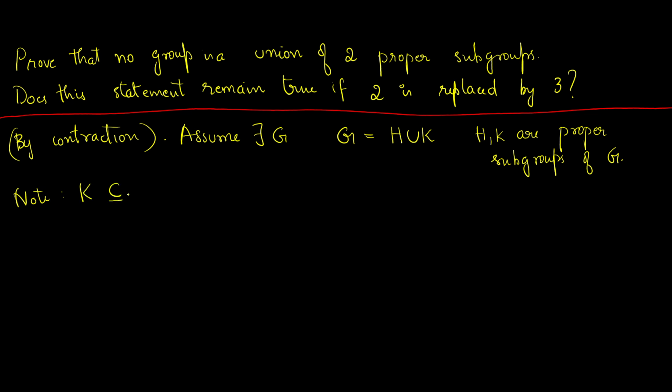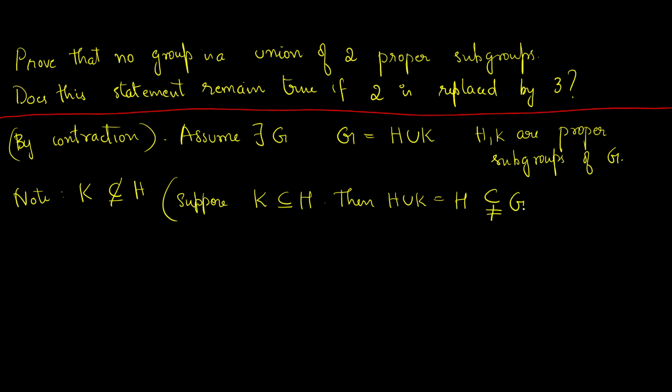K cannot be contained wholly inside H. K cannot be a subset of H. Why? Suppose K is contained inside H. Suppose K is a subset of H. Then H union K will be H, right? And this will be a proper subgroup of G. It cannot be equal to G, right? So that will be a contradiction. So K cannot be a subset of H.